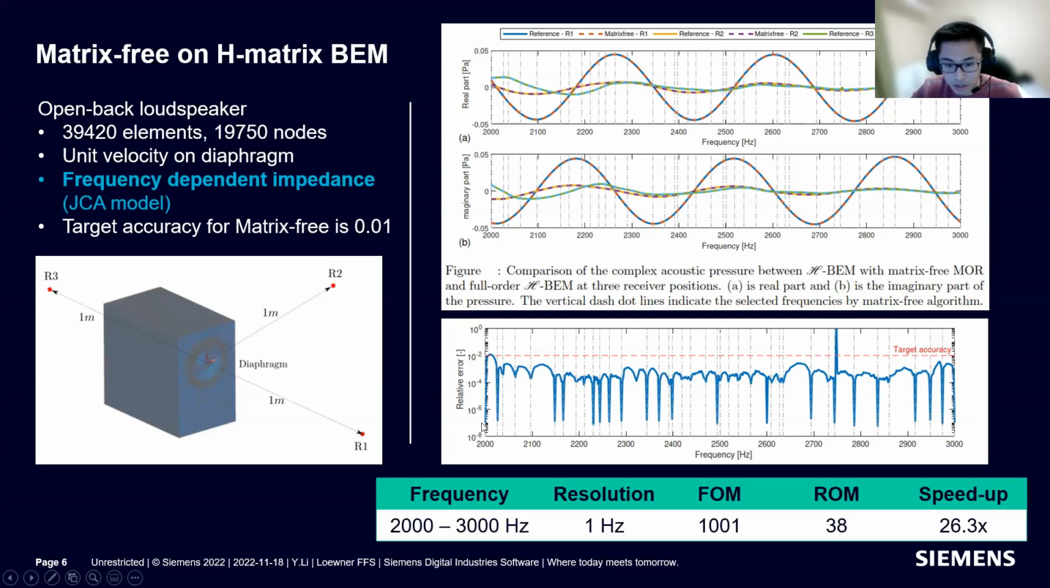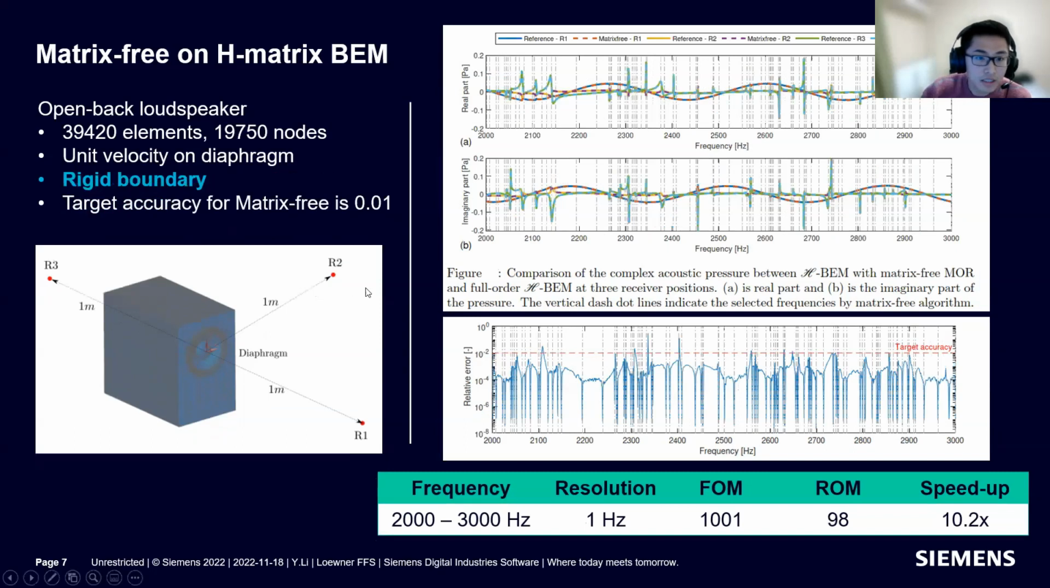In the second figure, you can see the relative error between the matrix-free and the full order model. In general, we end up with very good accuracy below the target accuracy, which is 1%. There's an exceptional case at around 2,750 Hertz. But if you look back at the original response, there's a small spike, but it's not significant. So we consider this acceptable in the simulation.